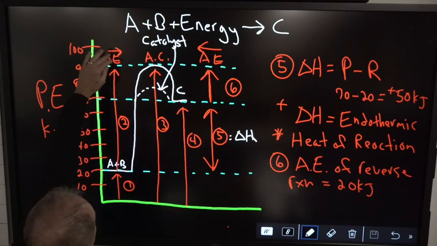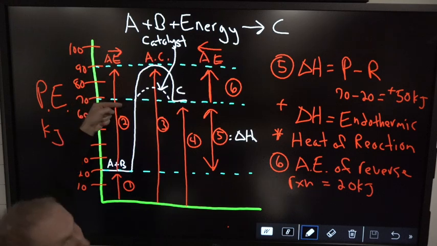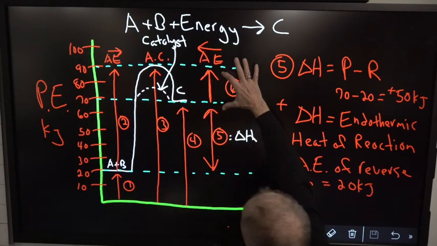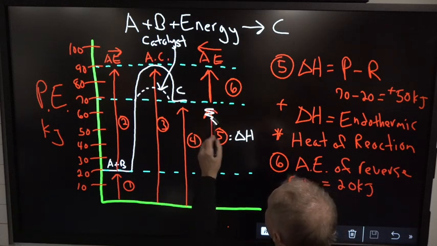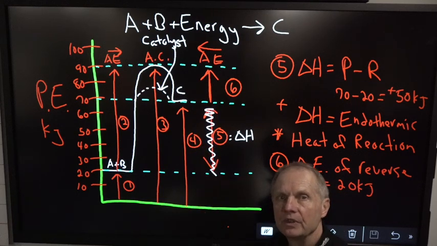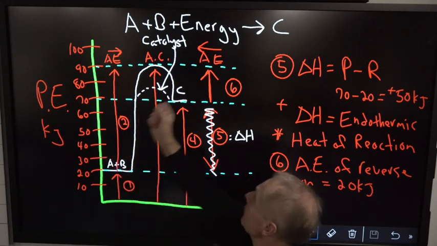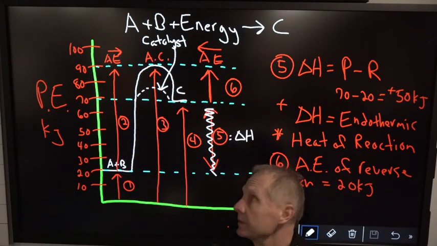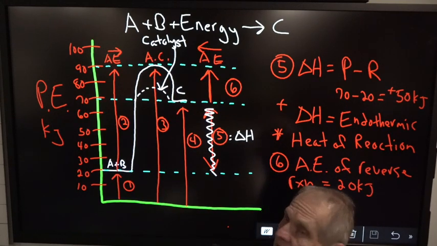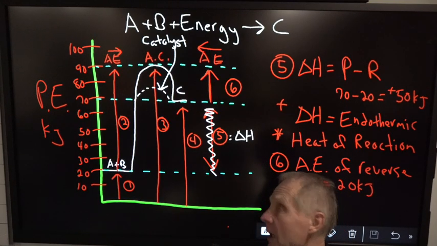If we subtract the activation energy of the forward reaction from the activation energy of the reverse reaction, we always get this. So when we subtract the AE of the forward from the AE of the reverse, we get delta H. Great test question.